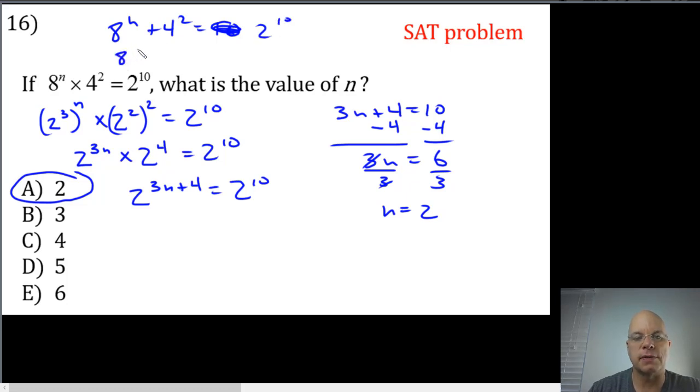8 to the second power, if n is 2, plus 4 to the second power should equal 2 to the 10th power. This is 64 plus 16. Hesitating because that doesn't seem right to me. 80 is not a power of 2. What did I do wrong?